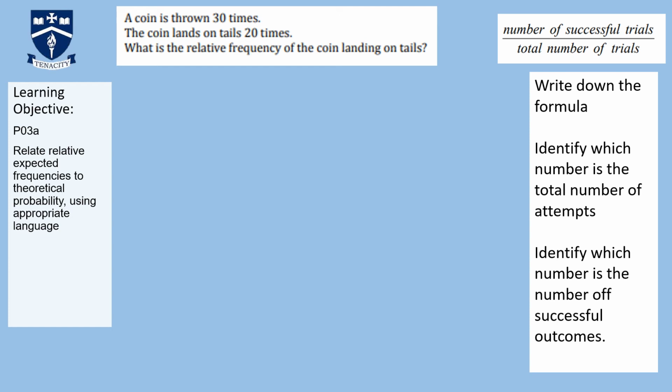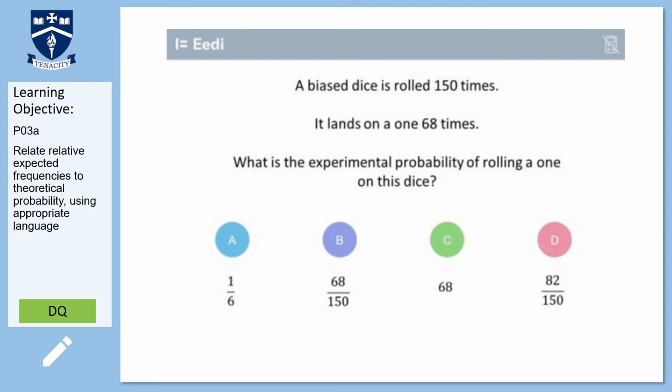So we've got a coin thrown 30 times, relative frequency on a tail, 20 out of 30. Now it's entirely possible that some questions might ask us to simplify that, which in this case would be 2/3 of the time. So here's another question. Pause the video and then play when you're ready to get the answer.